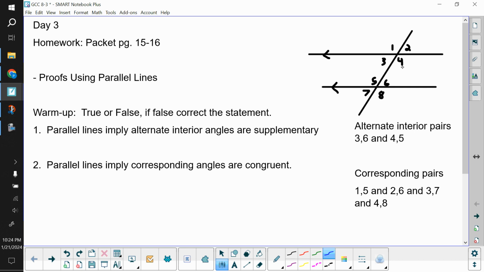So our first warm-up one, we have parallel lines imply alternate interior angles are supplementary. Well, if we looked at the 4 and 5, and then individually the 3 and 6, each of those pairs are the same type of angle, either acute or obtuse. So this would be a false, and we would want it to be parallel lines imply alternate interior angles are congruent.